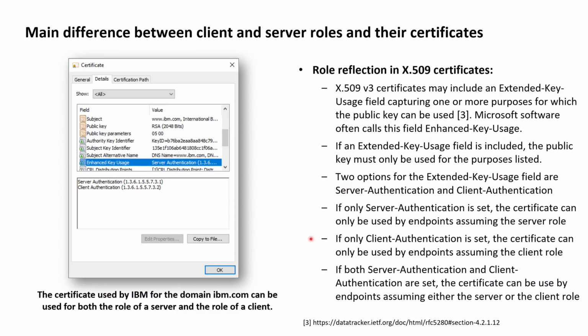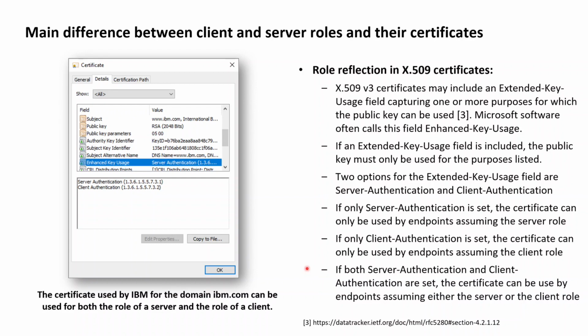Vice versa, if only the client authentication flag is set within an extended key usage field, then the public key contained in the X.509 certificate can only be used for authenticating an endpoint, assuming the client role within a TLS connection. However, if both server authentication and client authentication are set within an extended key usage field, then the public key contained in the X.509 certificate can be used for authenticating an endpoint, assuming either the client or the server role within a TLS connection.